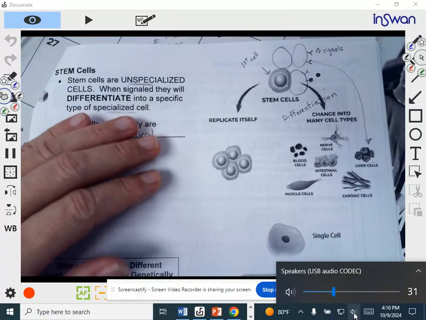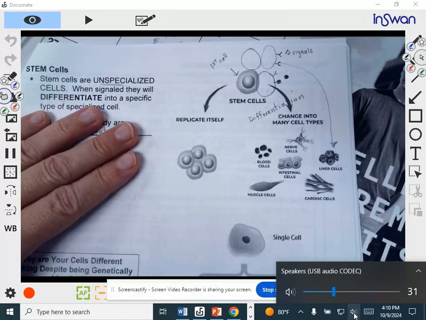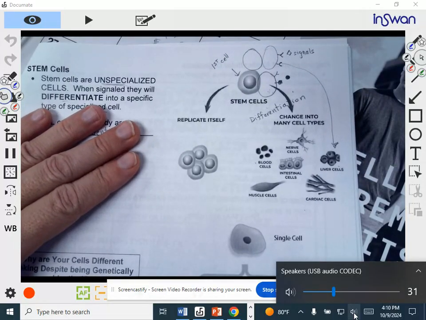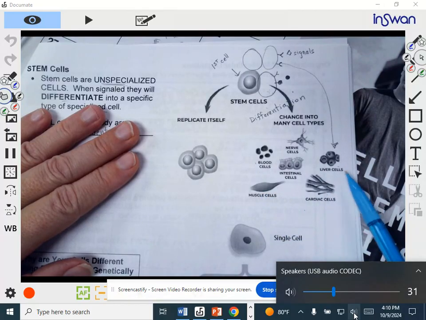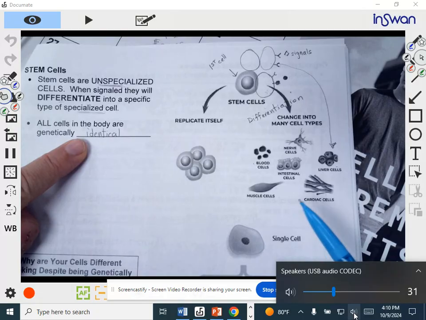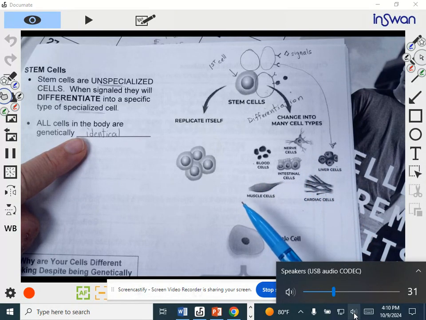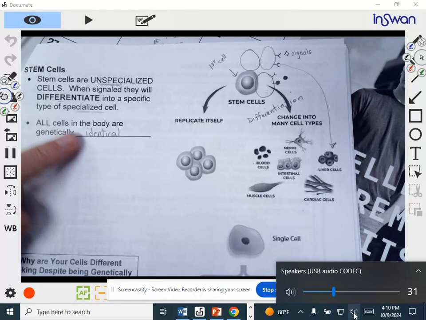Okay. Now, one concept that's kind of difficult for kids to remember or understand is that even though these cells look all different, if these are all your cells, they are genetically identical. And I think students are confused by that because they think of identical twins. They have the same DNA and they look the same. Well, all these cells have the same DNA, however, they look different. So how is that the case?